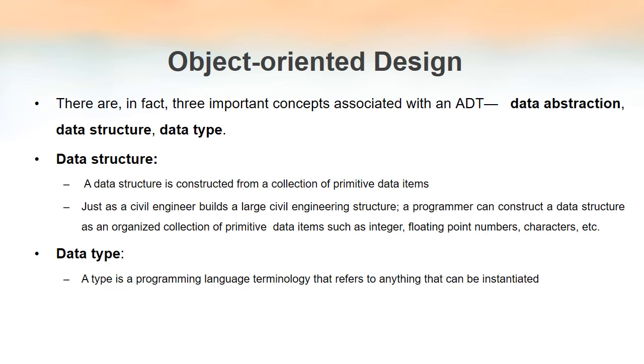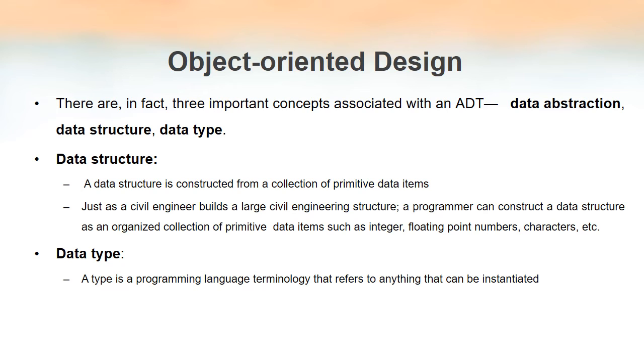I'll say it once again. If we are introducing a new concept which associates all these three concepts, say our concept is X, if X provides data abstraction, if X is a data structure, and if X can be used as a data type, we can say that X is an abstract data type.